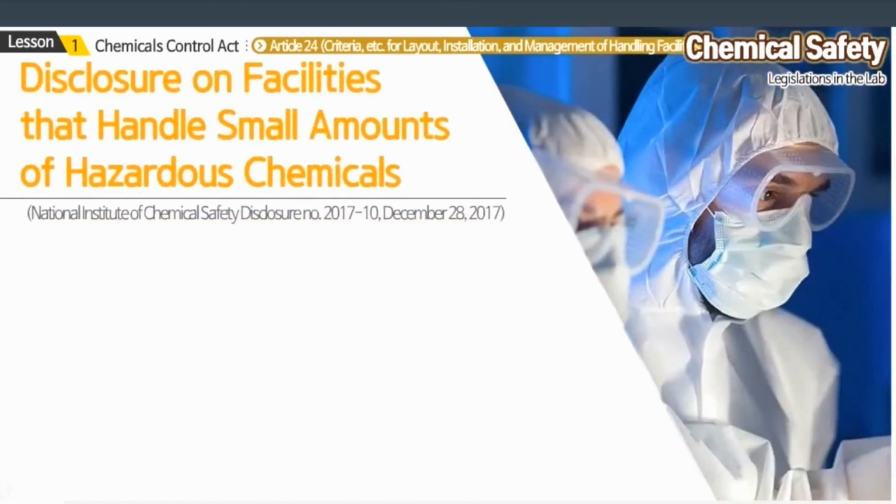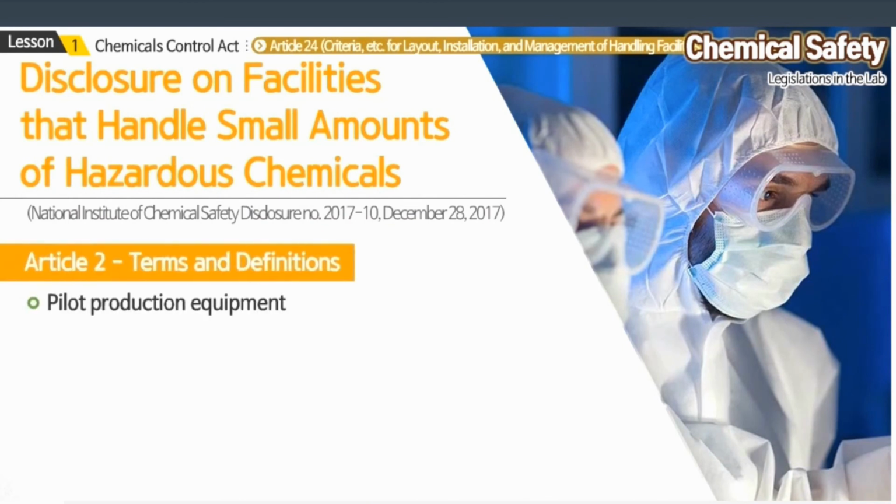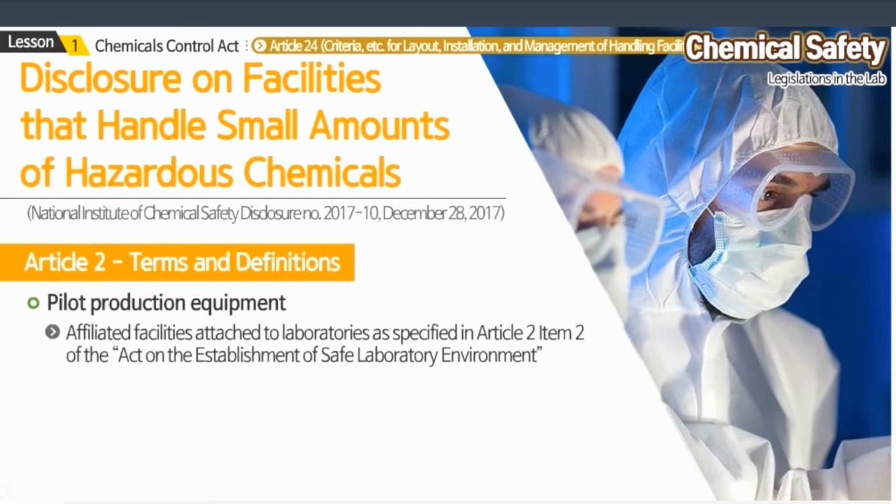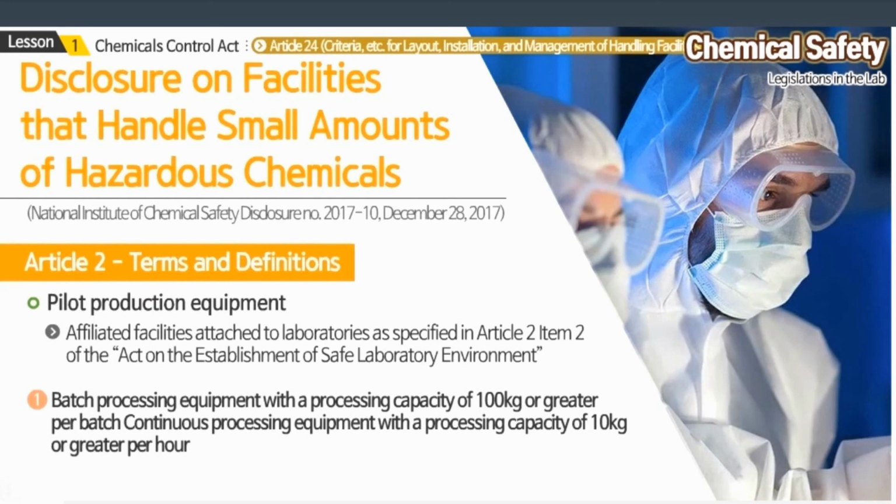Let's take a look at the disclosure on the installment and management criteria for facilities that handle hazardous chemicals. Pilot production equipment in Article 2, Terms and Definitions, refers to the following affiliated facilities attached to laboratories as specified in Article 2, Item 2 of the Act on the Establishment of Safe Laboratory Environment. Batch processing equipment with a processing capacity of 100 kilograms or greater per batch. Continuous processing equipment with a processing capacity of 10 kilograms or greater per hour, or equipment with an operational period that exceeds 60 days.